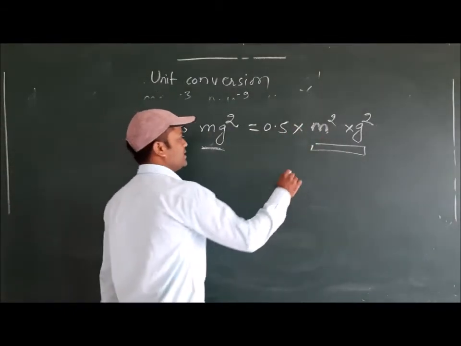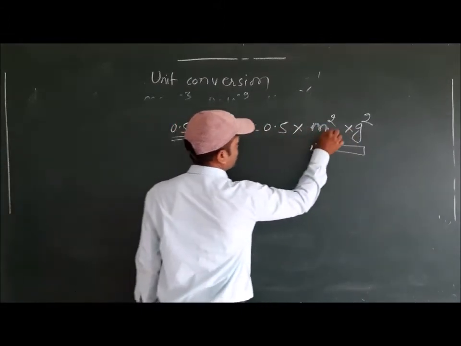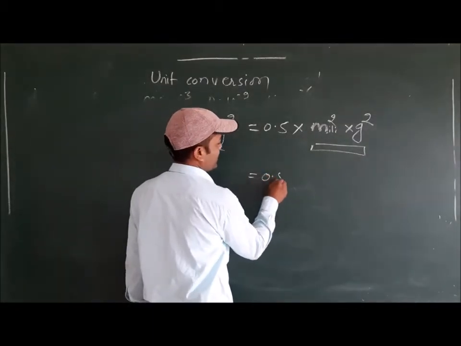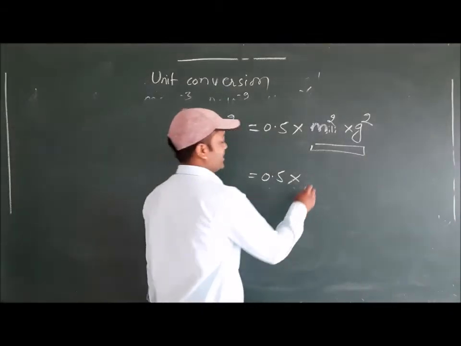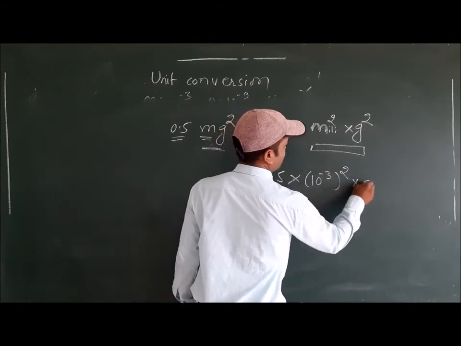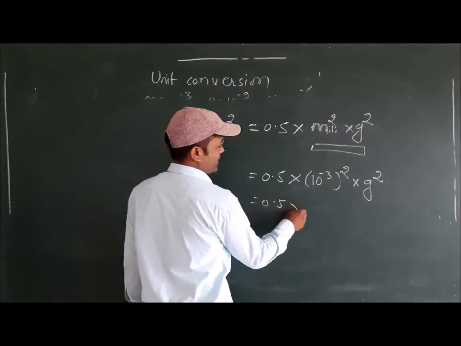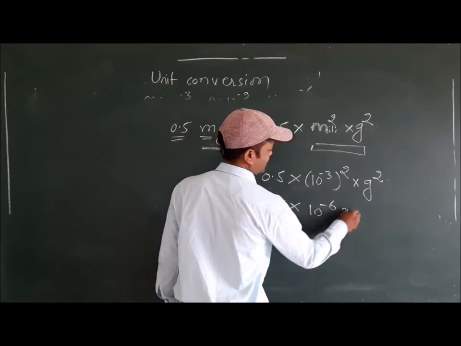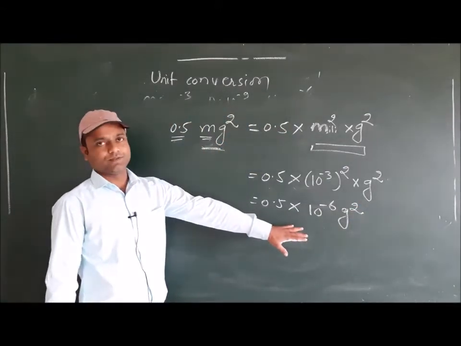So milli square and gram square are separate. This is milligram, okay? This m is for milli. Then I have to enter just the value of milli. What is the value of milli? 10 to the power minus 3. Then 10 to the power minus 3 square into gram square. Then 0.5 into 10 to the power minus 3 into 2 means 10 to the power minus 6 gram square. This is the conversion of milligram square into gram square.